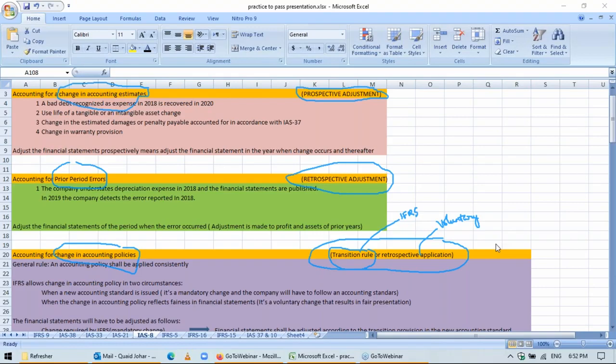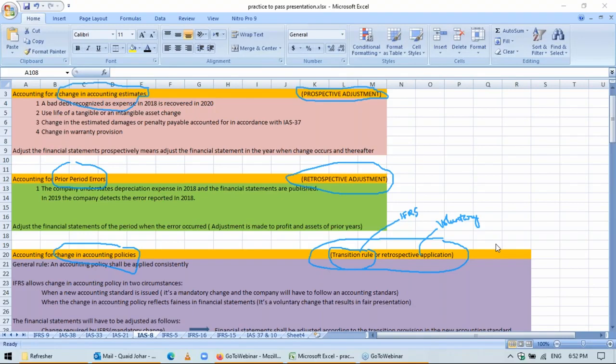So if IFRS requires it, use the transition rule. And if you are changing voluntarily, that will result in fair presentation. Only then can you change it. No other reasons. Only fair presentation is a reason. You cannot manipulate the financial statements for other reasons. So in case of voluntary change, you will be applying it retrospectively.